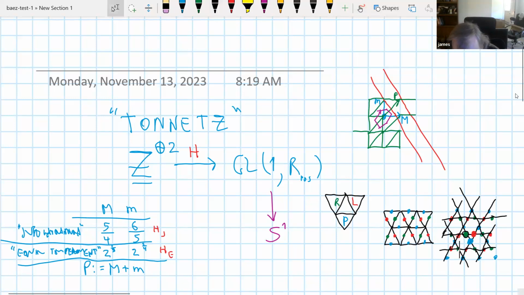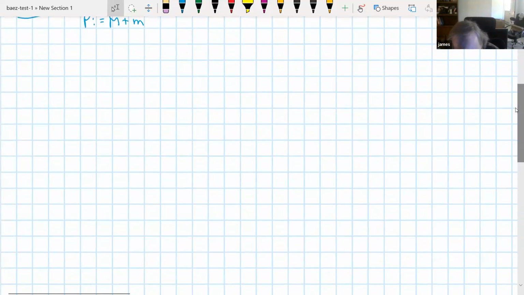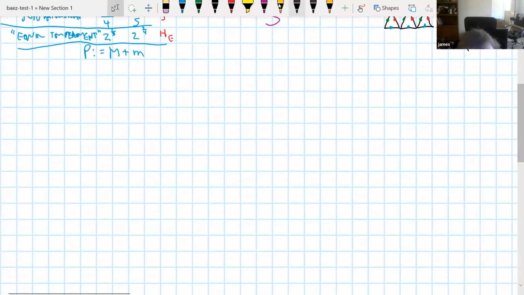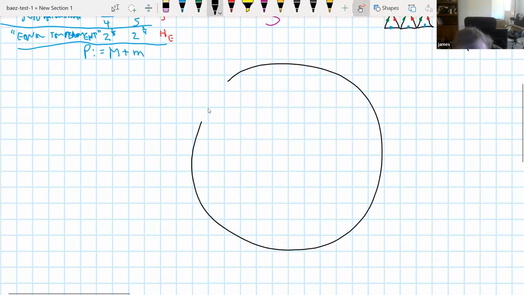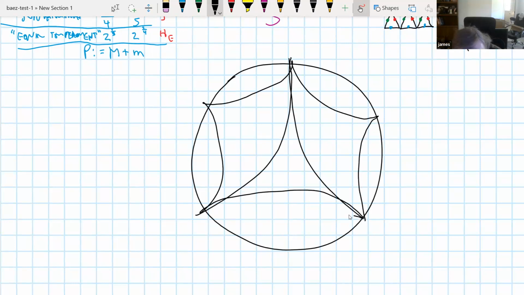So let me try to draw some hopefully rather familiar picture. Sorry, that's not the right way. It's supposed to be like a circle. And then we have something like this, and like this, and like this, and like this. So here I'm drawing the thing without the, right? This is the Coxeter group that you get.